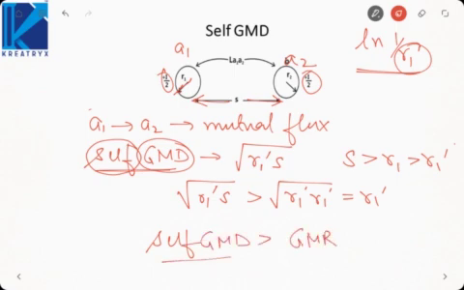Again, self GMD signifies that if we want to replace these two conductors by a single conductor and still have the same amount of flux linkage, then that should have a radius of under root R1 dash into S. That is what self GMD signifies. So the effective radius of the system is increased, due to which the electric field will go down and corona loss also reduces. So that is how by the use of bundled conductor we increase the GMR, as it is now self GMD.